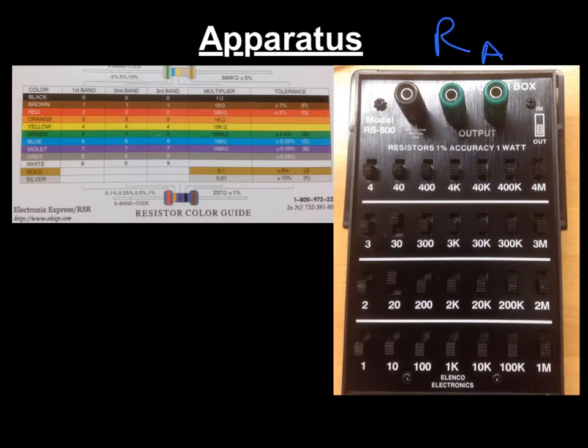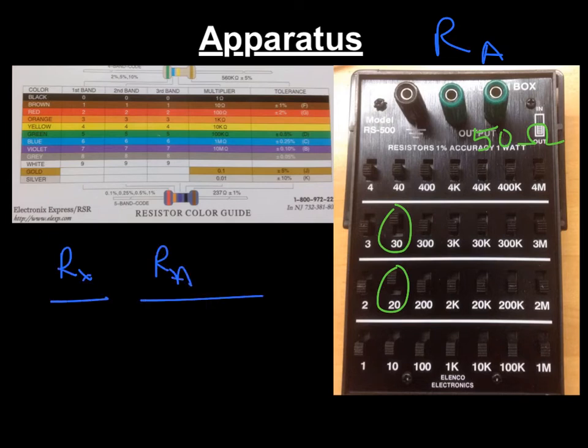This box is your adjustable resistor. It is adjustable in the fact that whatever resistance you want, you just flip these little knobs. So what's the resistance set here? Well, the 30 knob is flipped and the 20 knob is flipped. So 30 plus 20, right now this is set at a value of 50 ohms.